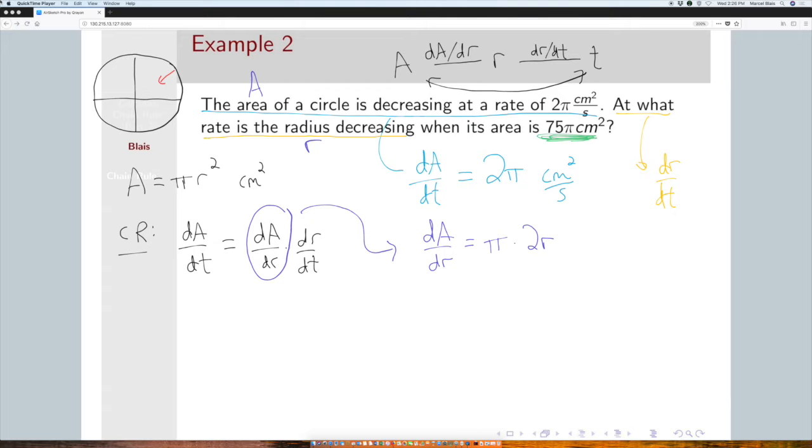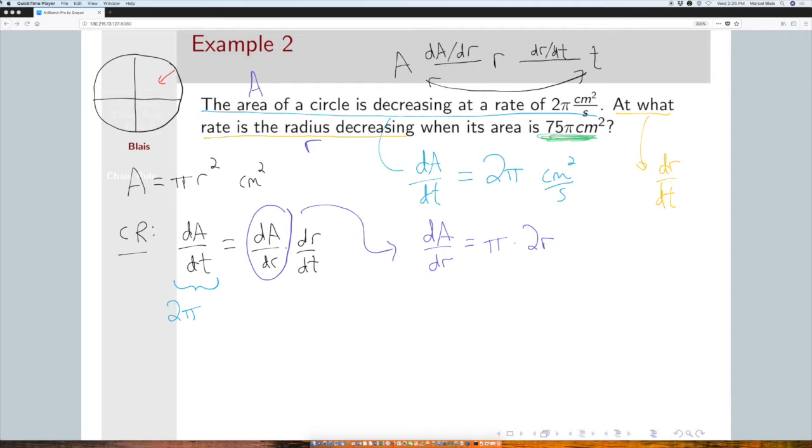What else do we know? Well, we know that dA/dt is constant. dA/dt here is equal to that constant. So we're using that dA/dt being a constant, 2 pi centimeters squared per second here.